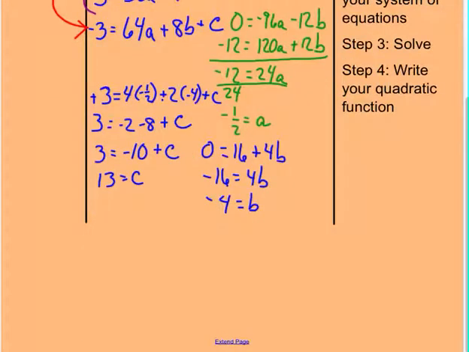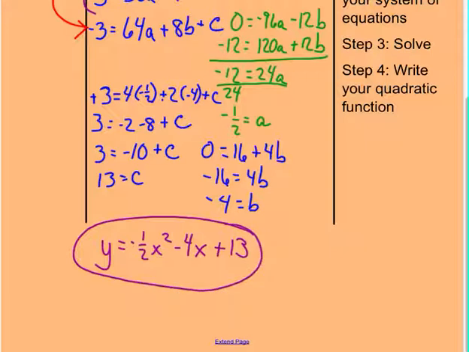And finally, we write our equation with our a, b, and c values. So we have y equals ax squared plus bx plus c. And that is our quadratic equation for this function.